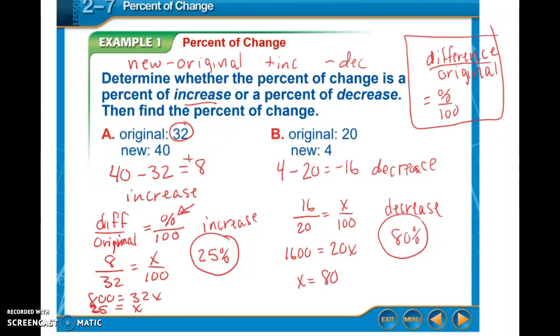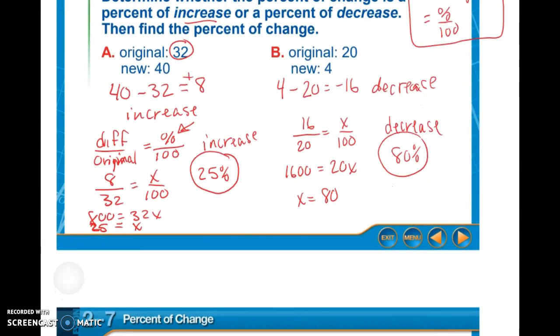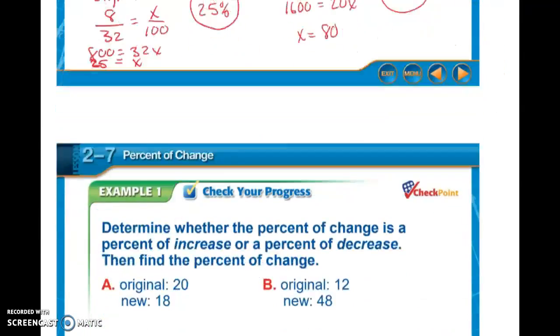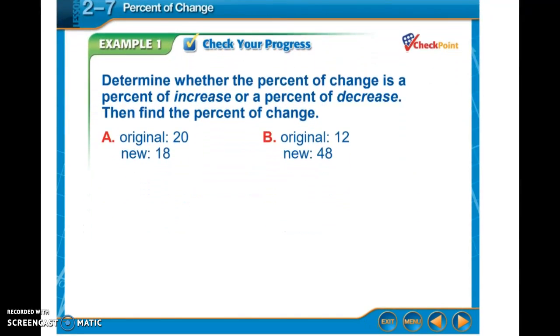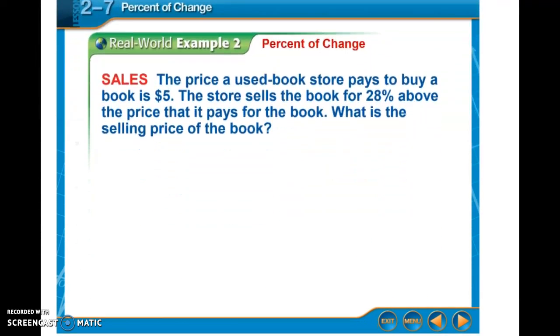Okay, just remember it's the difference between the two numbers over the original. And usually we put new minus original. Okay, so there's another example. If you want to practice that one, you can, but we're going to go to this one.